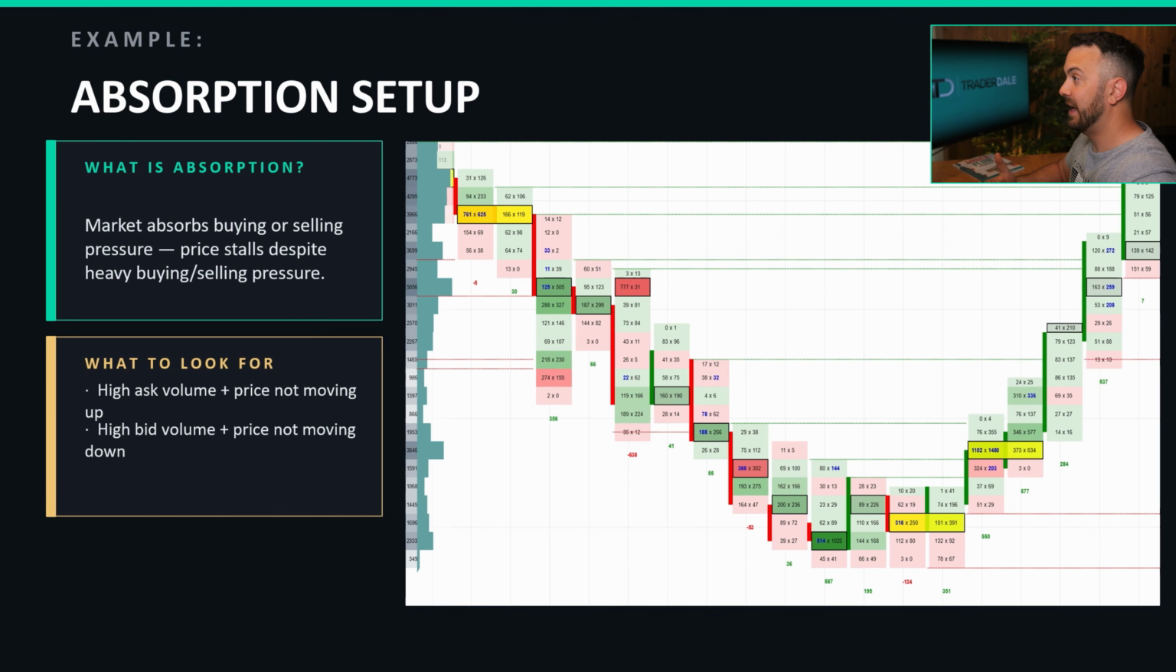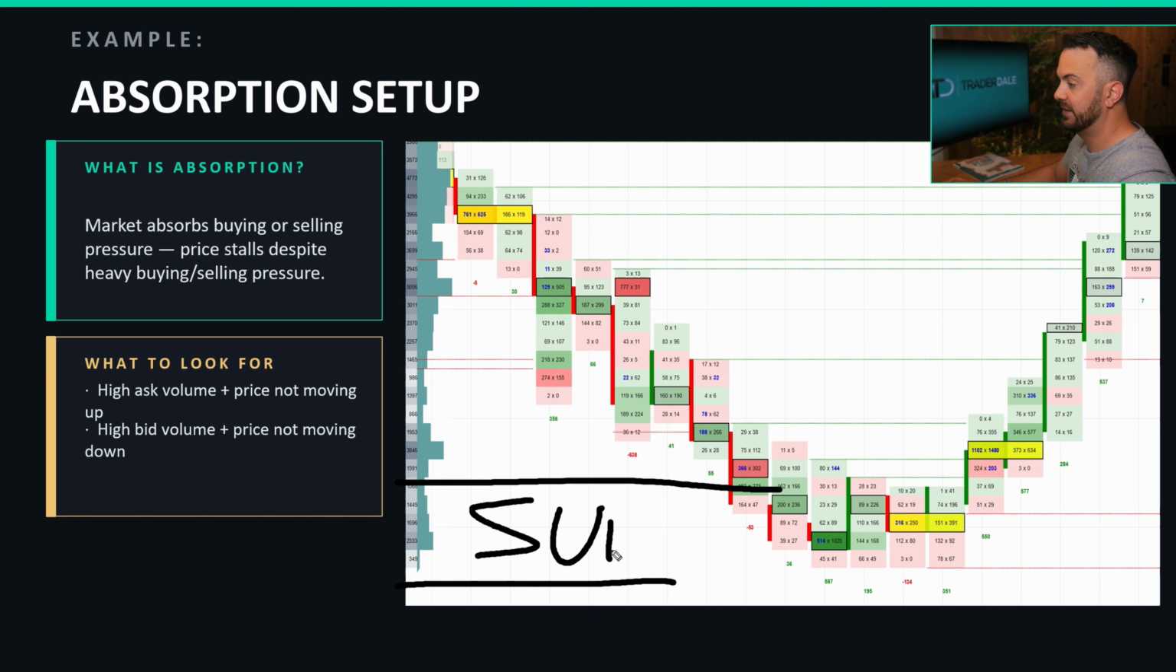This is my favorite example. It is the absorption setup, and it goes like this. Take a look at this example and imagine that there is a strong support. Let's say that you found this support using the volume profile, using the point of control method, and you see that the price is dropping towards that support. When the price hits that support, that's when you open the order flow and you want to see confirmation there.